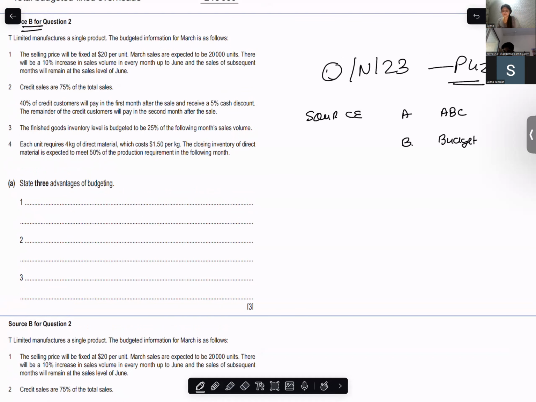Can you tell me 3 advantages of budgeting? Budgeting would help the business to reduce unnecessary expenses. It helps in decision making. It helps with controlling costs. Cutting on unnecessary expenses is controlling cost, right? Yes.